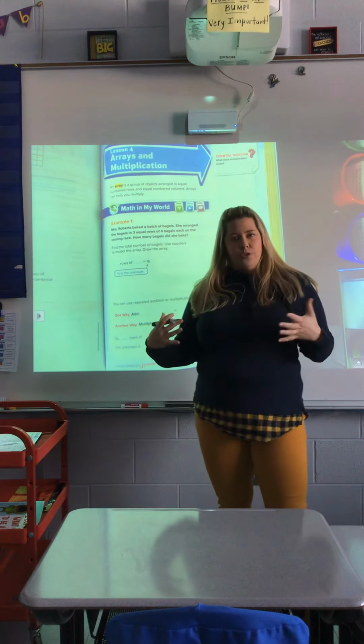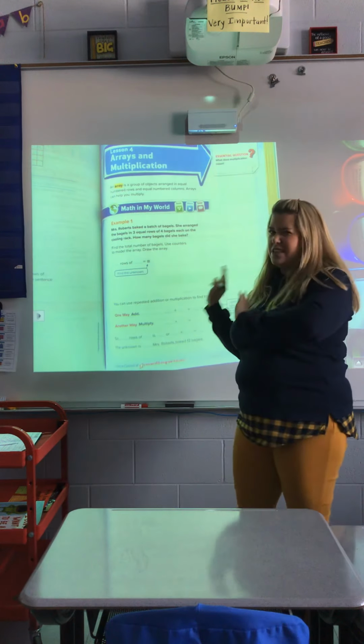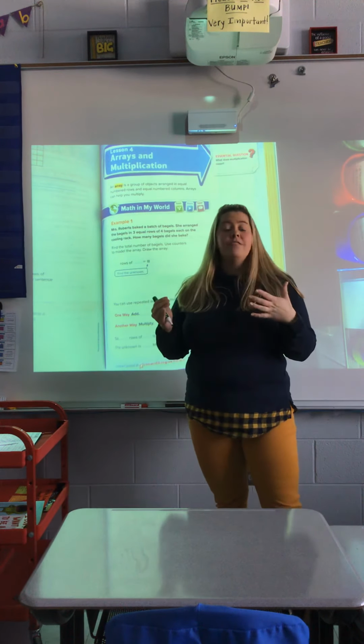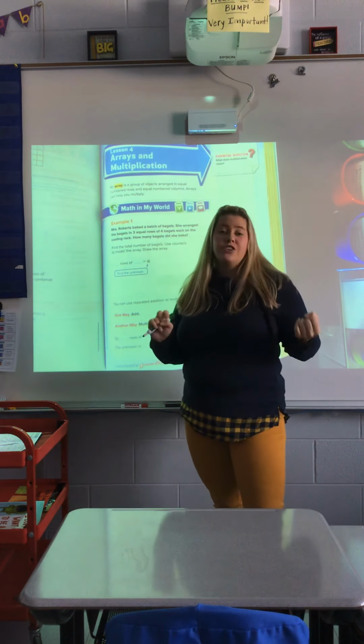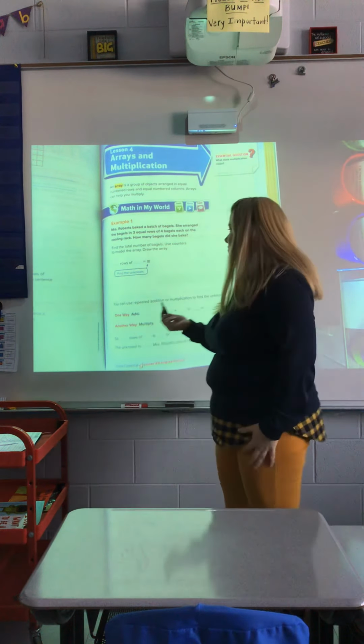We're going to skip the counter part because I don't have counters. They're really difficult to do on the board. If you have them at home, absolutely. You can use Cheerios or Goldfish crackers, anything like that.